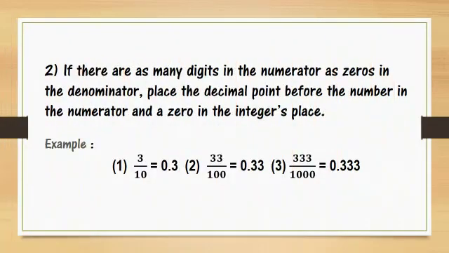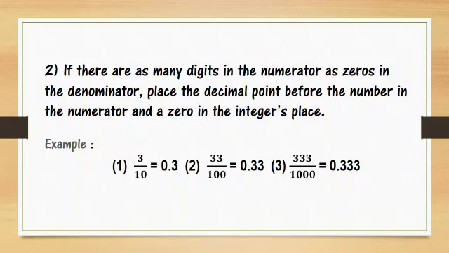Second one, if there are as many digits in the numerator as zeros in the denominator, place the decimal point before the number in the numerator and a zero in the integers place. For example, first one, 3 upon 10. Here 3 is the numerator and we have 1 zero in the denominator. Now we have to place the decimal point before the number in the numerator. That is, we have to place the decimal point before 3 and a 0 in the integers place. So now we get the answer as 0.3.